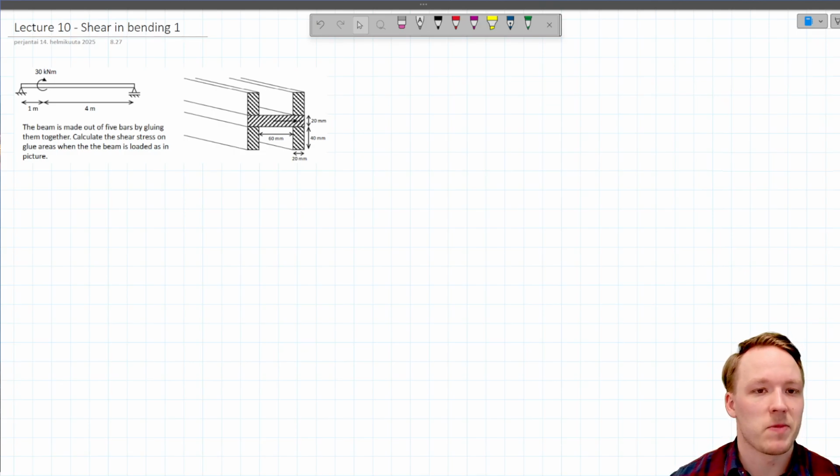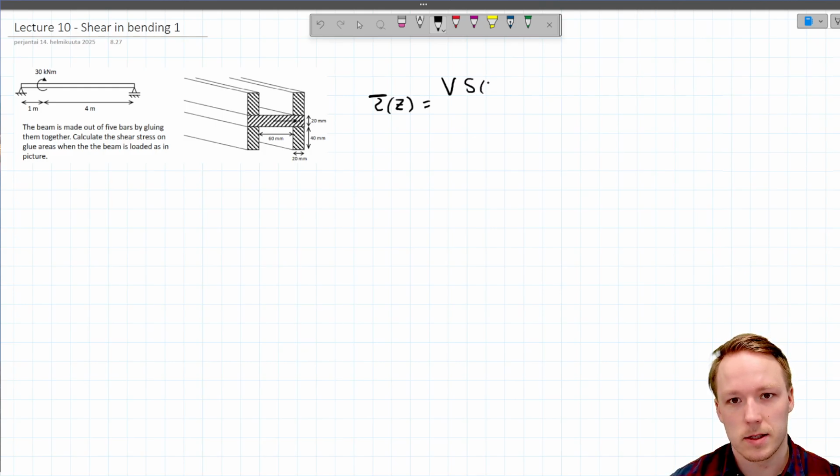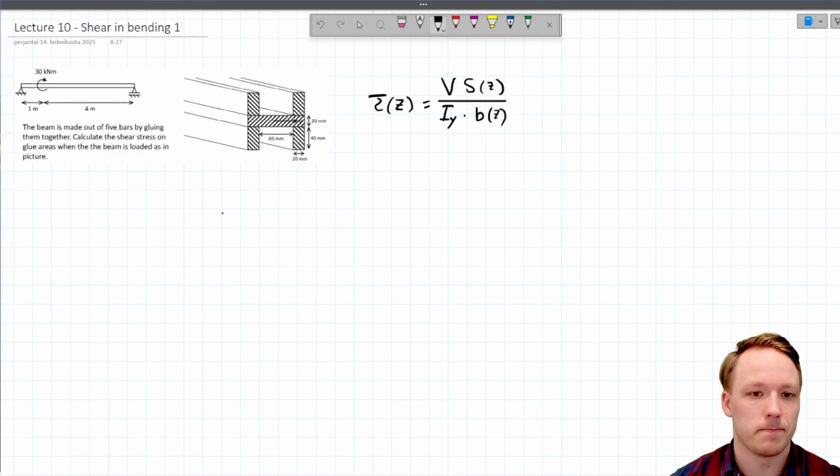So, the first thing, let's bring here the formula for shear stress: tau at location Z is equal to V, which is the internal shear force, multiplied by S_Z, divided by the second moment of inertia, multiplied by the width of the profile at the location of Z. Like that. Alright, first thing we need to do is the free body diagram.